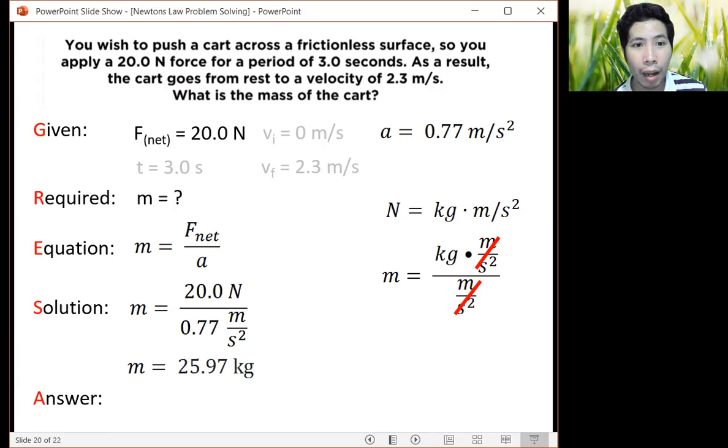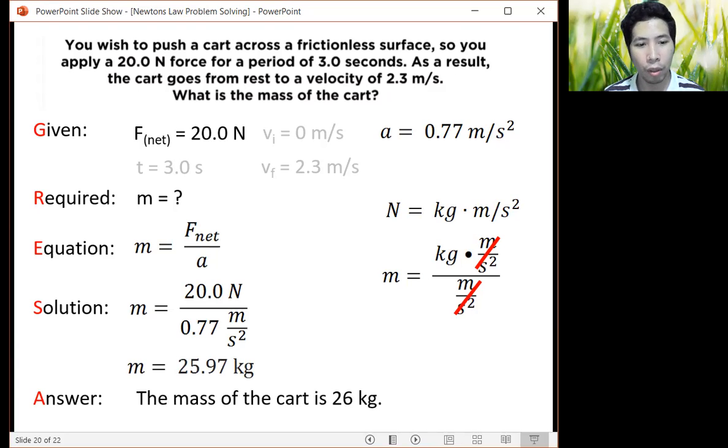This problem requires a 2 significant figure accuracy. So we are going to round off this answer to the nearest 2 significant figures. Since we have 4 significant figures, we are going to reduce it and round it off to the nearest whole number for us to be able to get 2 significant figures. So 25.97 will be rounded off to 26. So the mass of the cart is 26 kilograms.